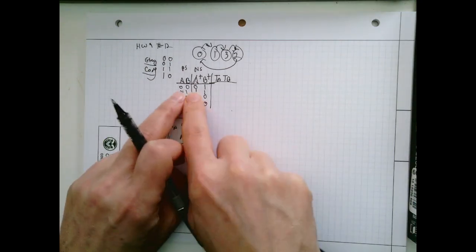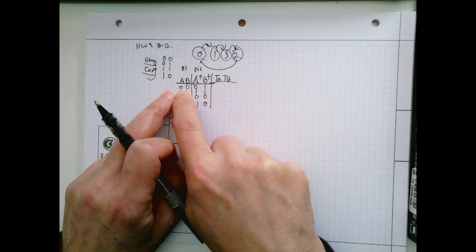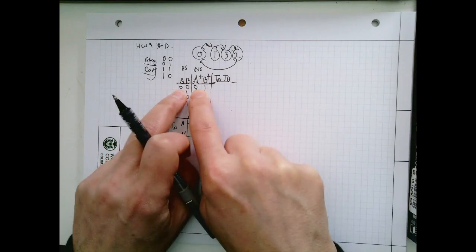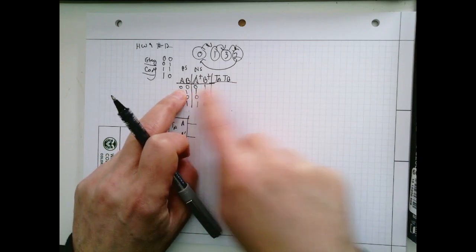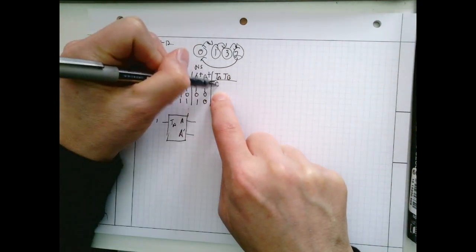So if you want state 0, starting A, which is in state 0, to remain in state 0, you want toggle flip-flop A to stay in a hold state, and the hold state will be a 0.